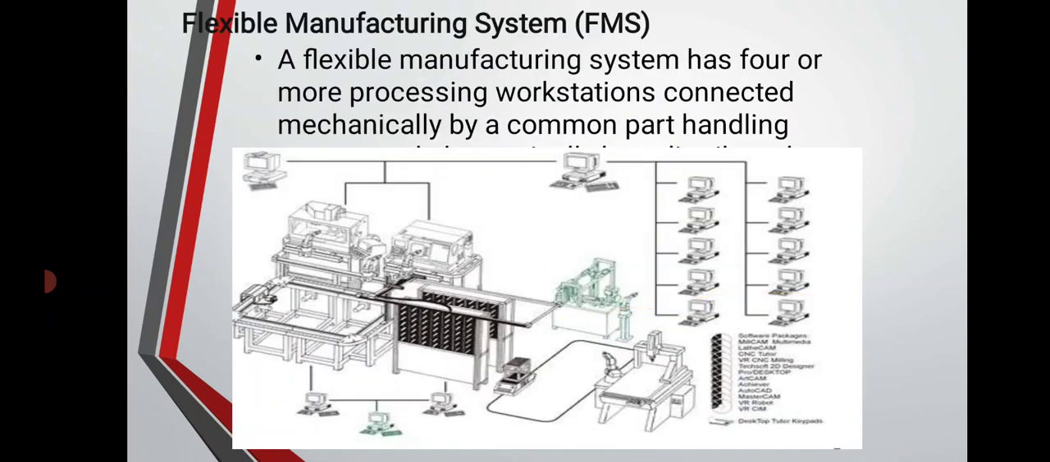Third one, flexible manufacturing system. A flexible manufacturing system has 4 or more processing workstations connected mechanically by a common part handling system. You can see in this FMS the different machining centers. It is controlled by a computer system, which is connected with the part handling system by robot. There are different work holding devices, and the entire system is controlled by computer.